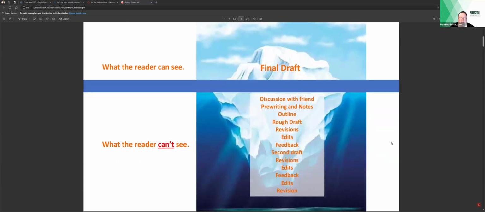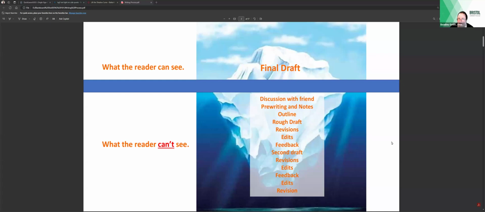So first of all, let's discuss the writing process. I have a small picture here of an iceberg. So we have on top what the reader can see and what the reader can't see. Basically, whenever we create a piece of writing, we give it to an audience. Usually the only thing that they can see is the final draft.